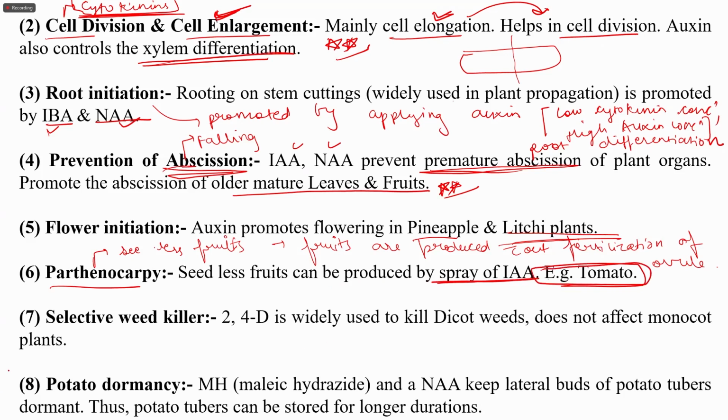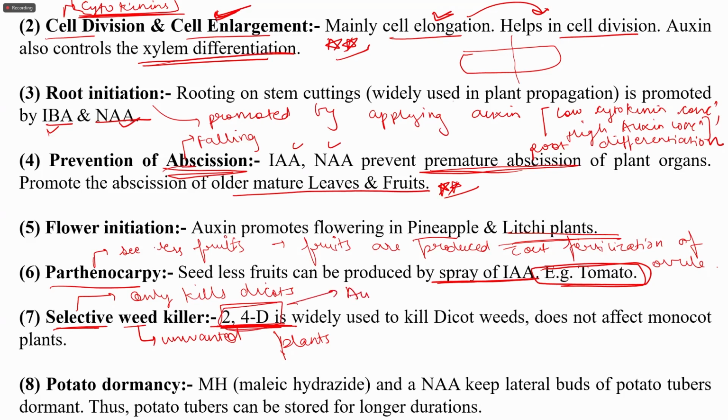It is a selective weed killer. Why are we saying so? It is a selective weed killer. Weeds are what? Unwanted plants. So it is selective. Selective for it only kills dicots. So 2,4-D, as I mentioned, which is a herbicide or a weedicide, 2,4-D, which is an auxin itself, is used to kill the dicot weeds. It does not affect monocot plants.